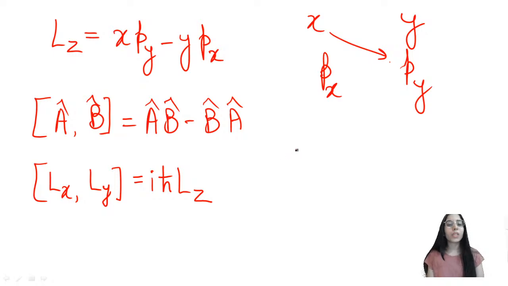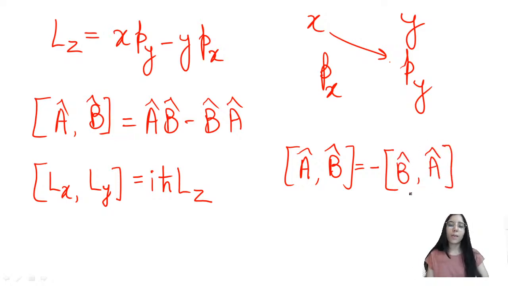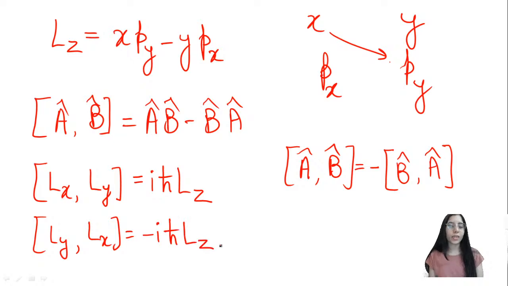There is one property of commutator bracket. If we consider the commutator bracket of A and B, that will be equal to the minus sign and the commutator bracket of B with A. So if you change the order, in the final answer there will be a difference of minus sign. Clear? So if I write Ly with Lx commutator bracket, I will get minus iħ Lz. Clear? I hope you all know about that too.